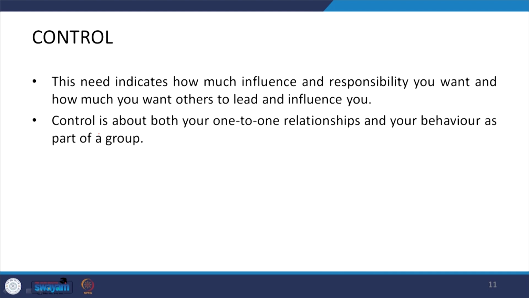This need indicates how much influence and responsibility you want, and how much you want others to lead and influence you. So it is always a person's interest how much he wants, and how much the other person wants, to lead and influence your behavior. So, it means how to control. Control is about both one-to-one relationships and your behavior as part of a group. Control is also called influence in this context.